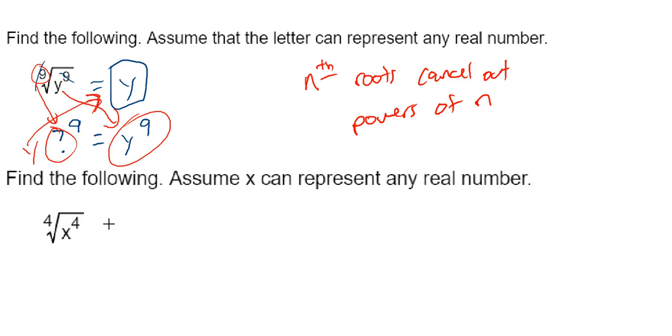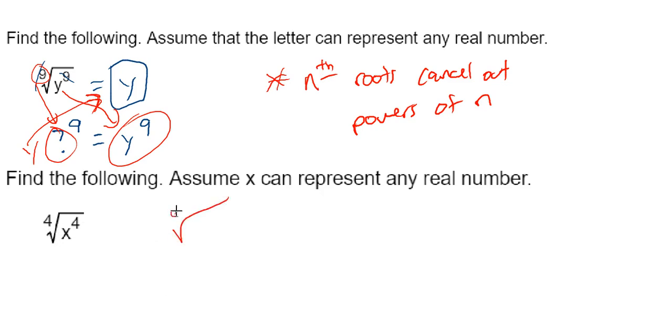All right. Now, notice the directions have this extra condition attached to it. Find the following, assuming that the letter can represent any real number. That's the same thing we're seeing here. Now, assuming that y can represent any real number is not an issue here. It becomes an issue for this problem, though. So if we follow the same logic down here that we used up here, using this idea that fourth roots cancel out powers of 4, that's exactly what happens here, right?